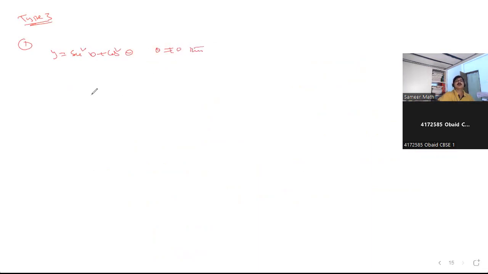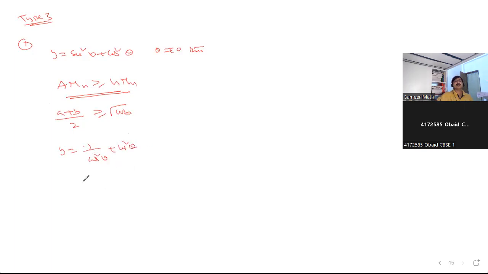Then how are you going to do it? Here the concept we can use is arithmetic mean is greater than or equal to geometric mean. Suppose a and b, 2 numbers are given, then (a plus b) by 2 is greater than or equal to root of ab. Here squares are there, so both are positive, we need not worry. Y is equal to secant square means 1 by cos square theta plus cos square theta.